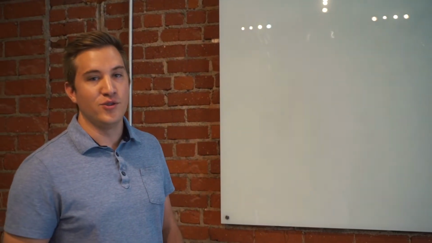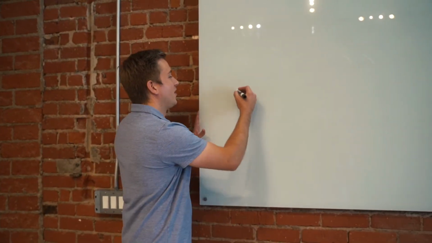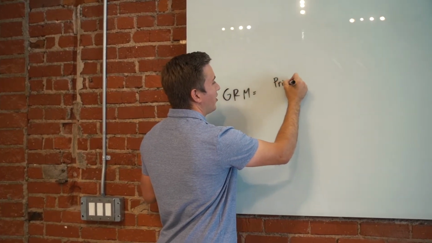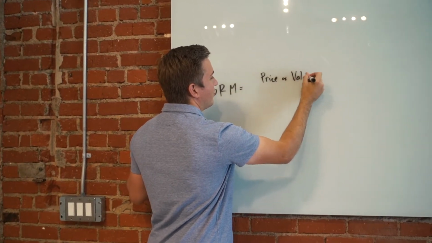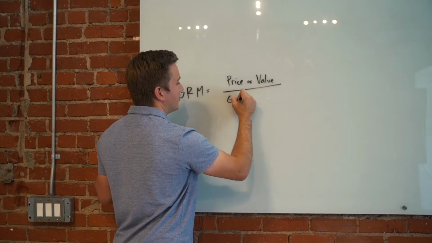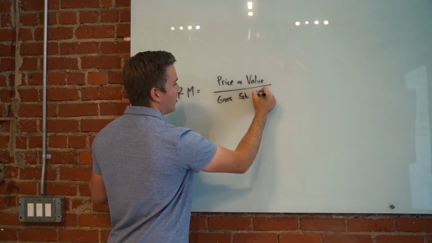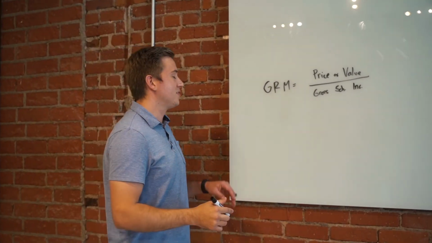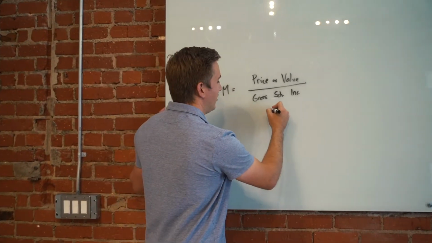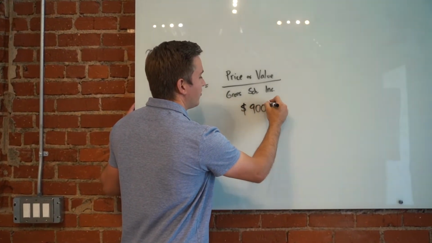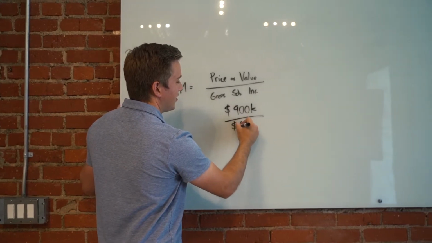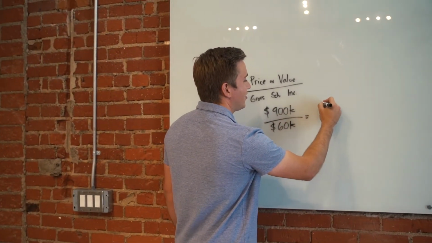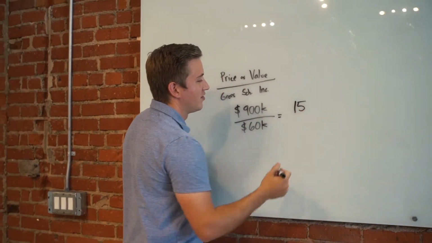One of my favorite metrics to use is the gross rent multiplier because it's really simple. Gross rent multiplier is just the price or the value of the property divided by the gross scheduled income, which is all the rent that you collect on a property in a given year, not counting any expenses or mortgage payments. An example of this would be, let's say, a $900,000 property that generates $60,000 a year in rental income. If we do the math, we would say that this property is priced at 15 times gross.